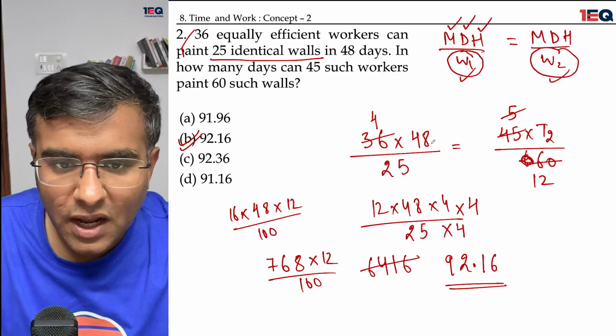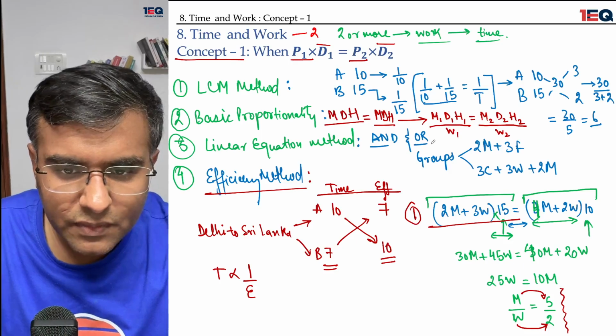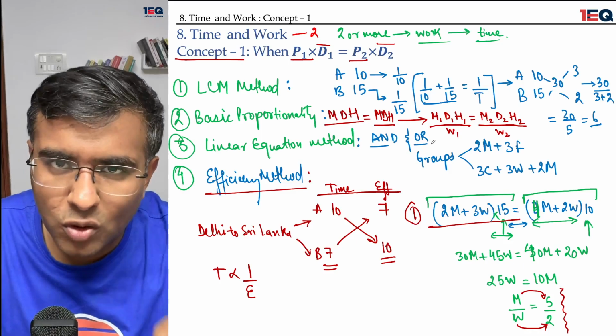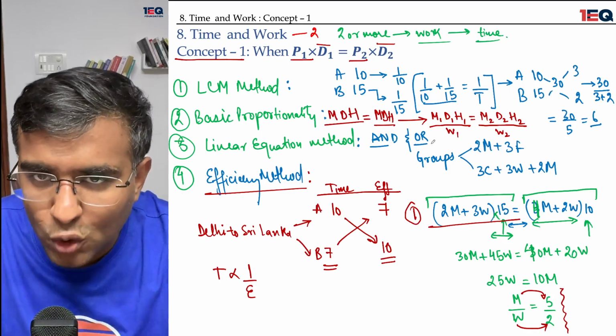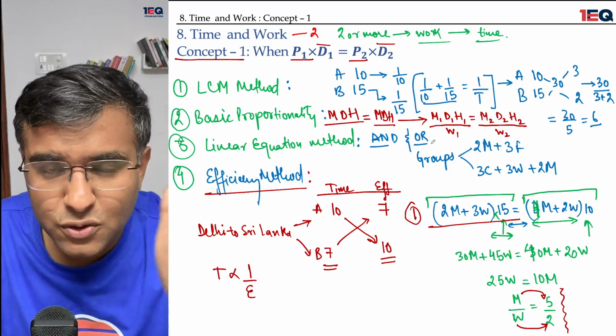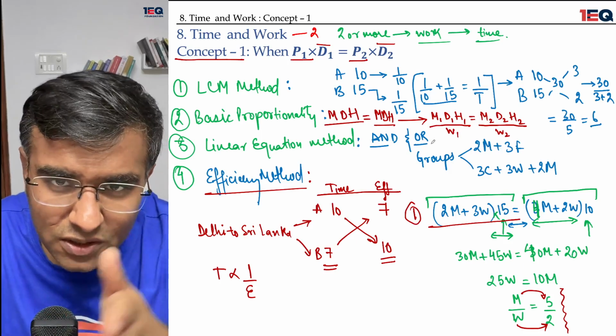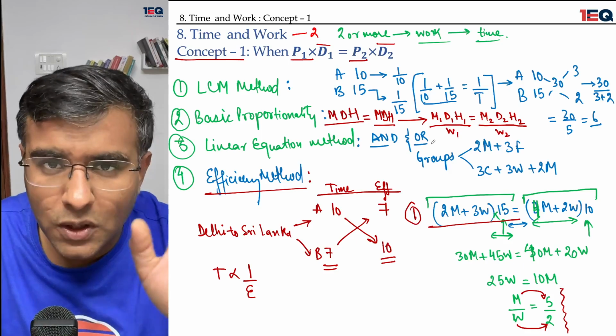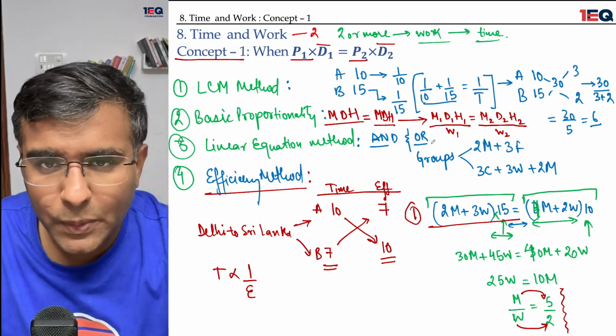Now, in the first slide, I've talked about the linear equation method and the OR method, where you have a group of people working together. When a group of people work together, you have to create simple linear equations. Whatever is said in one sentence should stay on one side. Whatever is said in the next sentence should stay on the other side of the equal to. Right? So I'll quickly do it.